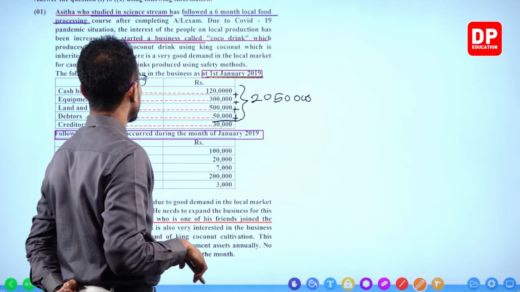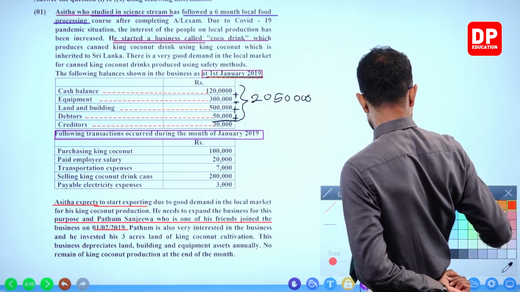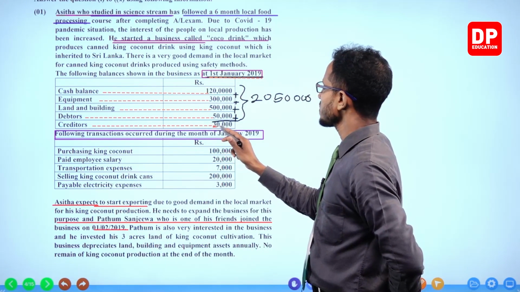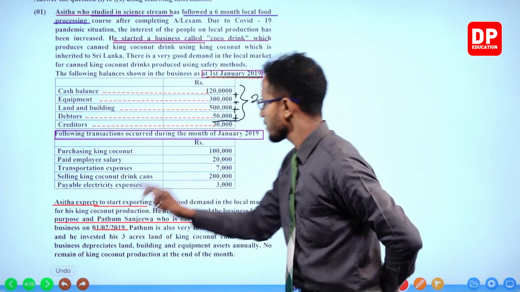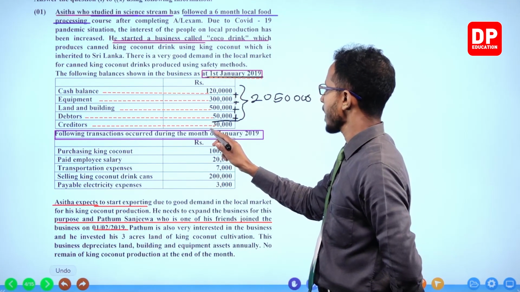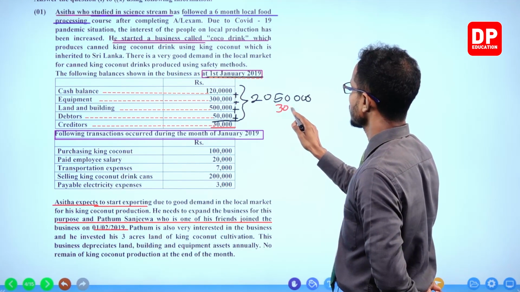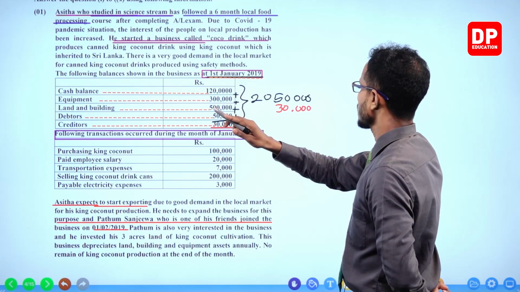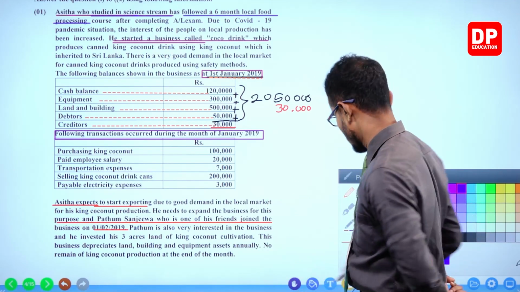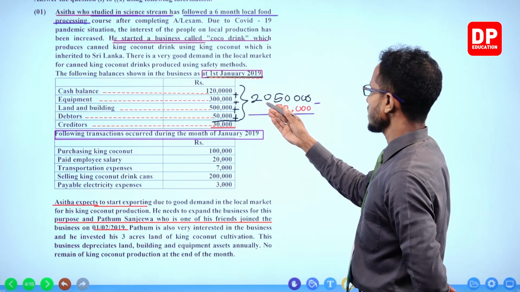Then what you do is you subtract the liability, creditors. This is the liability, 30,000. You subtract that 30,000. What do you get? You get capital. How much is it? 20 lakhs 50,000.